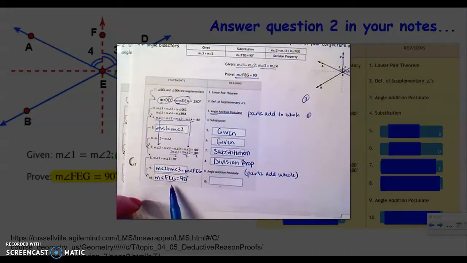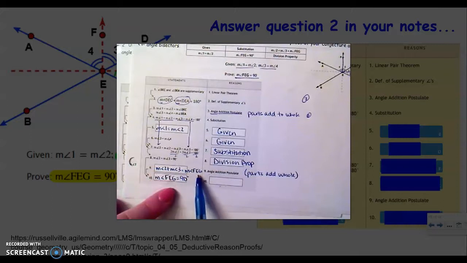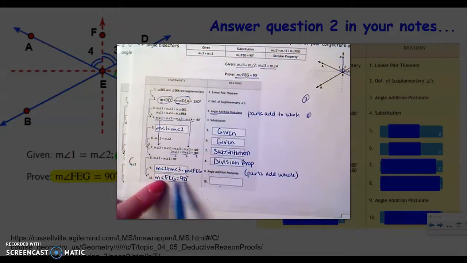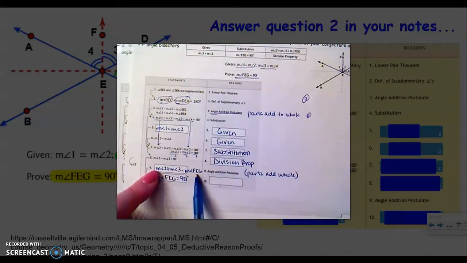So look above, we know that the measure of angle 2 plus the measure of angle 3 equals the measure of angle FEG. How is that going to get me to 90 degrees? Well, in number 8, you can see the arrows here are saying we need 8 and 9 to make this statement. In number 8, we said the measure of angle 2 plus the measure of angle 3 is 90 degrees. Well, if it's equal to 90 degrees and it's equal to the measure of angle FEG, that means the measure of angle FEG must equal 90 degrees.